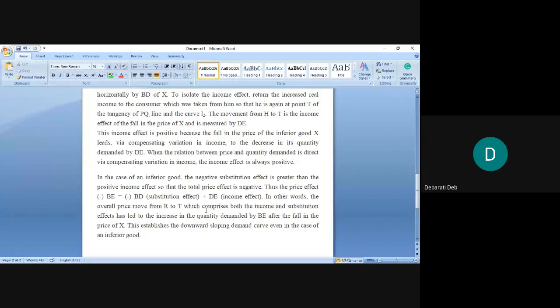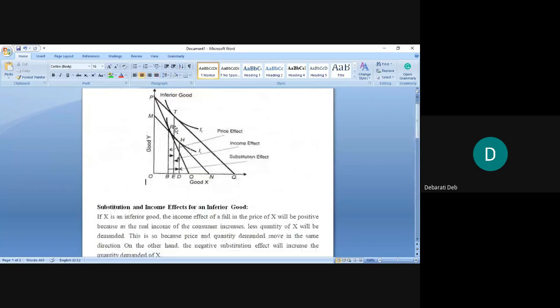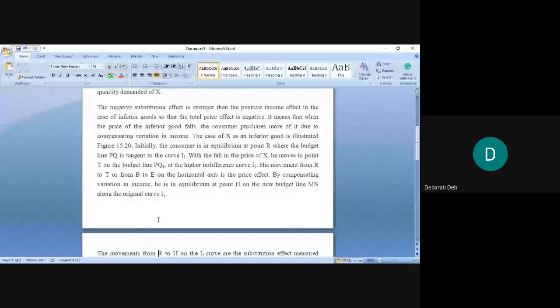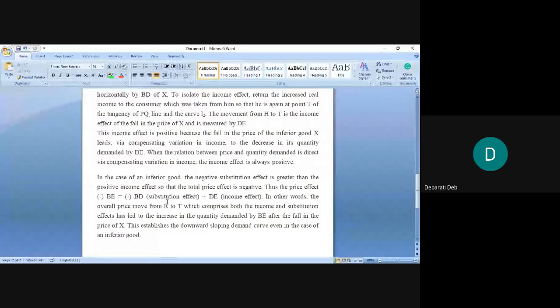In other words, the overall price movement from R to T. Let us see quickly what R to T is. That means when the price of the good has just fallen and the real income of the consumer rises, there is a simple shift from R to T, from the lower indifference curve to a higher indifference curve. So the overall price movement, which comprises both the income effect and substitution effect, has led to an increase in the quantity demanded by BE after the fall in the price of X.